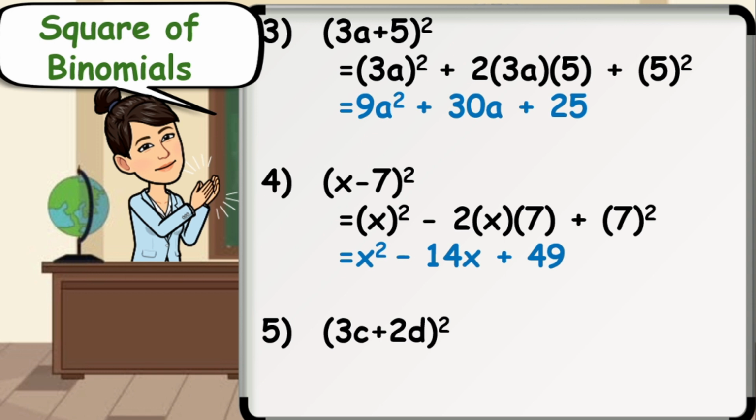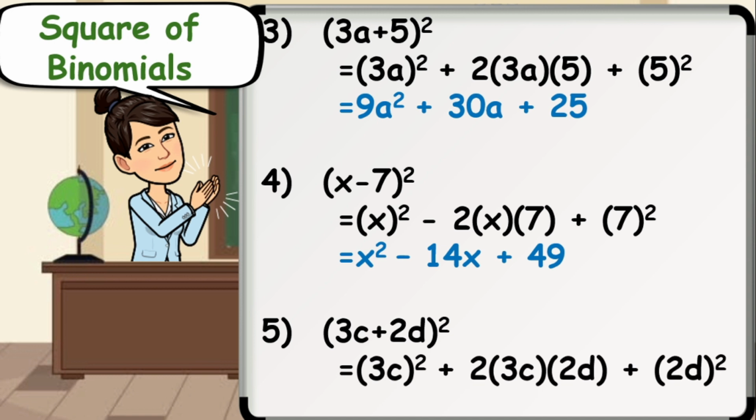Number 5. The quantity of 3c plus 2d raised to 2. Squaring the first term, we have the quantity of 3c raised to 2 plus twice the product of the first and second term. That is 2 times 3c times 2d plus square of the last term, that is the quantity of 2d raised to 2. Simplifying, we have 9c squared plus 12cd plus 4d squared.